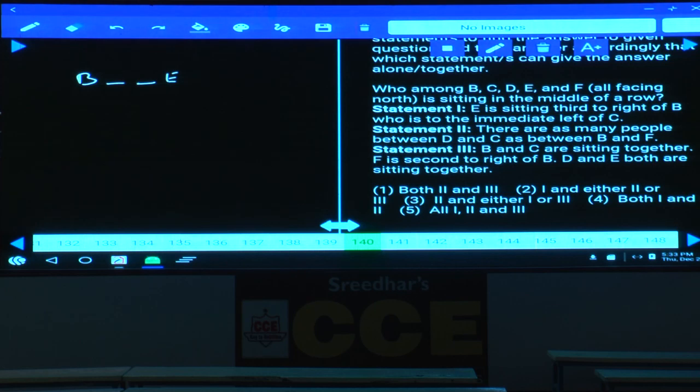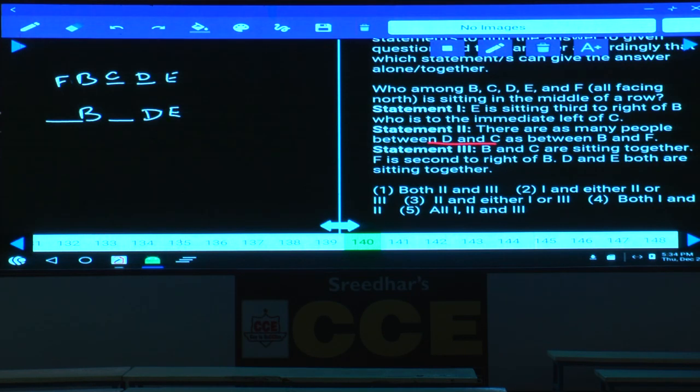B is to the immediate left of C. That is condition number 1. Then condition number 2. There are as many people between D and C as between B and F. As many people between D and C as between B and F. Now if you take D and C here, D and C 0, B and F that is 0. Now B at this place, blank, blank, D and E, this is what we got from condition number 2.